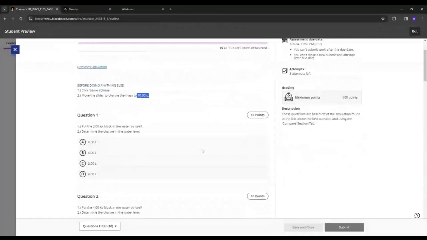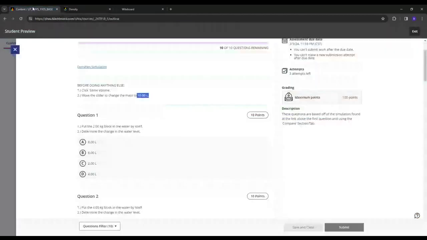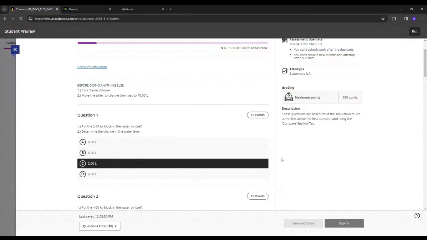Okay, so we want to take the 2 kilogram block, put it in the water by itself, and determine the change in the water level. If we look, the water is 100 liters. Bring this over. Notice that 2 kilograms made this go up to 102 liters. The difference between 100 and 102 is fairly obvious. That's 2.